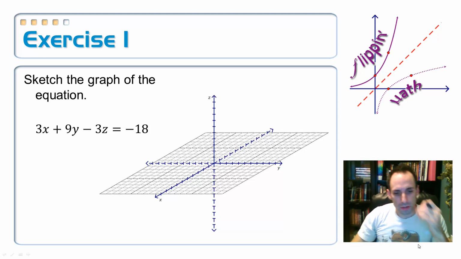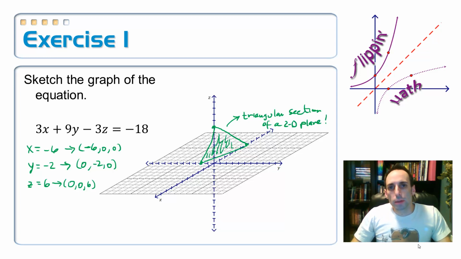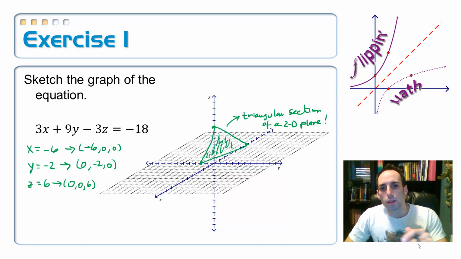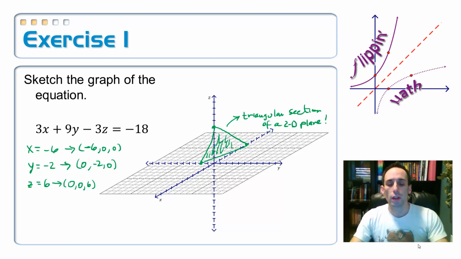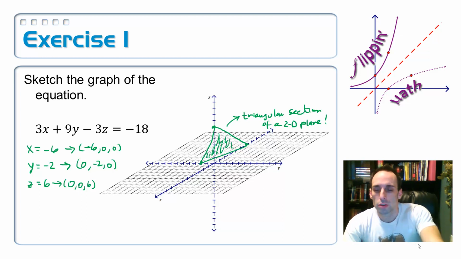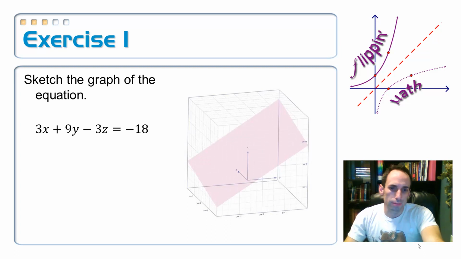All right, so here we go. You should have gotten an x-intercept of negative 6, a y-intercept of negative 2, and a z-intercept of positive 6. You connect those three dots to make a triangular shape, but that triangular shape is just a section of that 2D plane, which is the actual graph of that equation. And here, on Microsoft Mathematics, is the picture that it gave me for that equation.